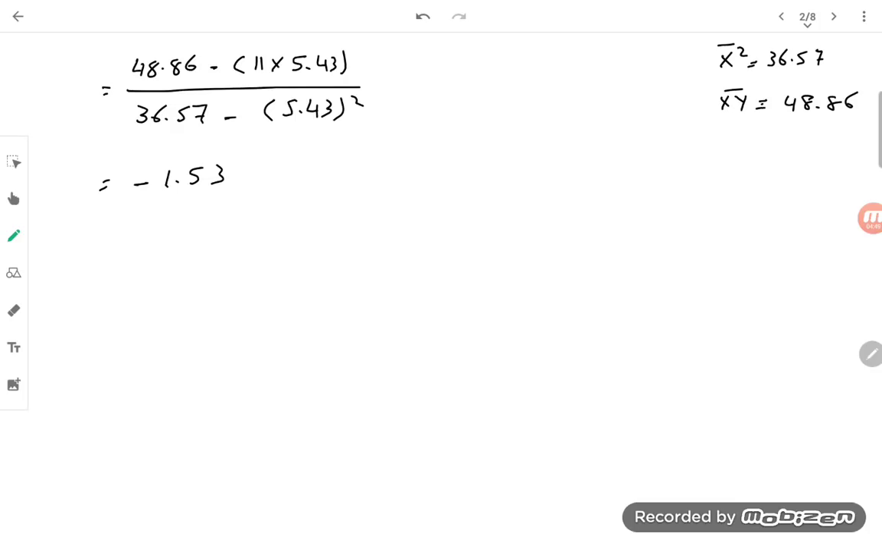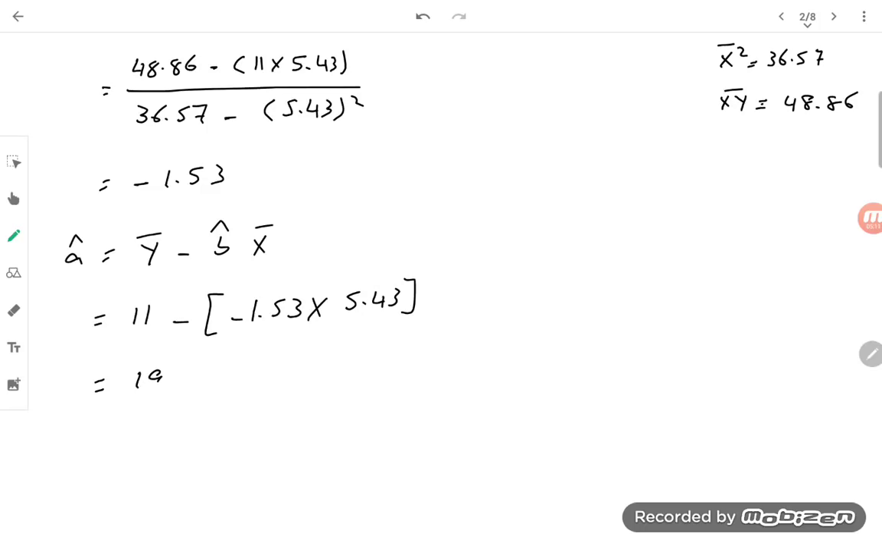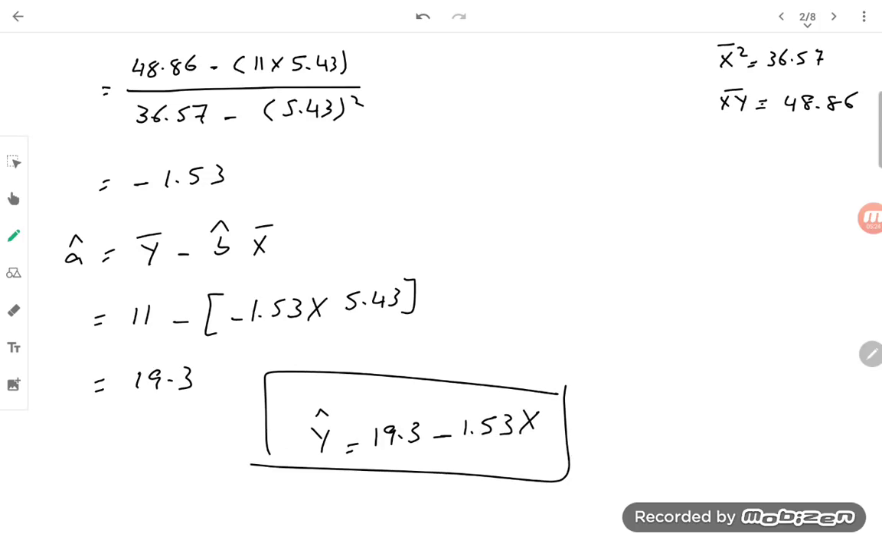Now we would like to find the value of a hat. A hat is calculated as y bar minus b hat multiplied by x bar. So it equals 11 minus negative 1.53 multiplied by 5.43. So a hat will be 19.3. So we can write the equation as y hat equals 19.3 minus 1.53x. This is the estimated equation of y hat.